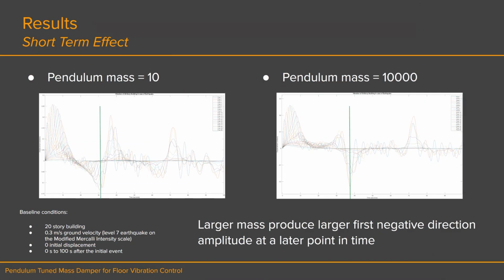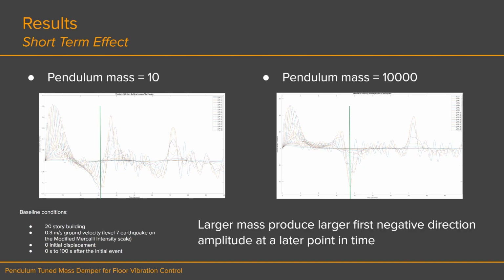Here are the results of our project and investigation into pendulum mass. Looking at the short-term effects of different pendulum mass, we first set a baseline condition, which is a 20-story building, a level 7 earthquake, which is 0.3 meters per second ground velocity, and 0 initial displacement, and looking at the 0 second to 100 second response of the building. Using those conditions, we generated 2 response plots using a pendulum mass of 10 and a pendulum mass of 10,000.